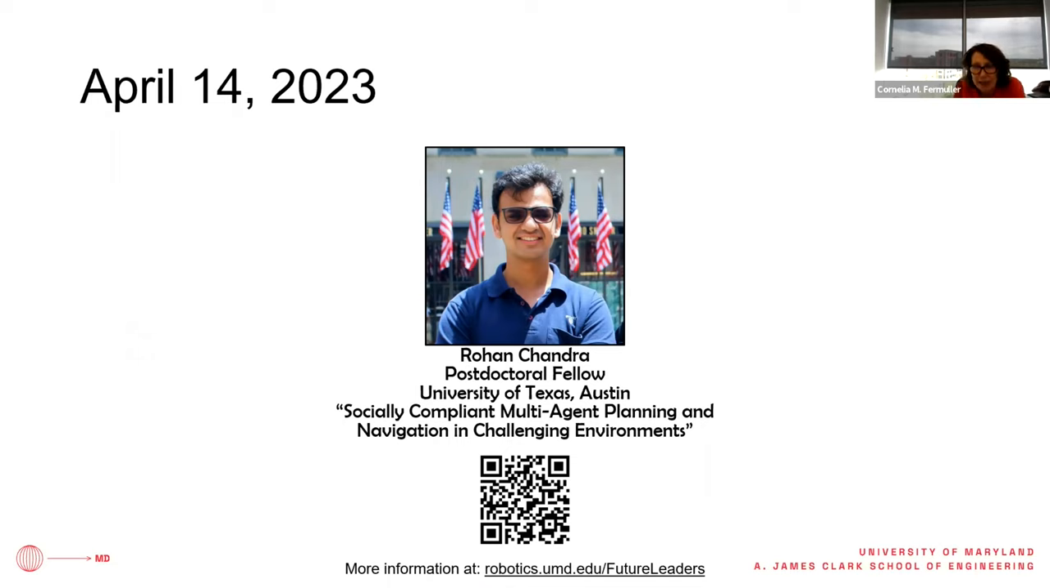And Rohan has already a lot under his belt. He's a Microsoft Future Leader in Robotics and AI, a KAUST Rising Star in AI 2023, a UMD 21 Future Faculty Fellow, and an RSS 22 Pioneer. And he's a recipient of the UMD 20 Summer Research Fellowship. He's active in the fields of computer vision and robotics and publishes intensively in the conferences and workshops in these fields. His current work is on multi-agent social navigation and planning in unstructured and challenging environments. So, Rohan, the floor is yours.